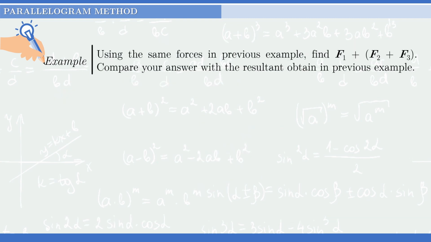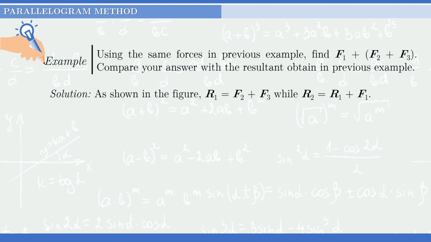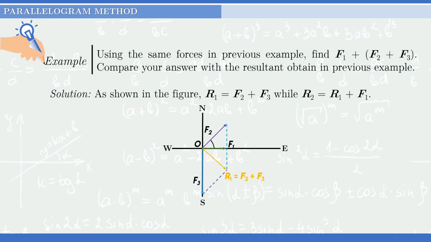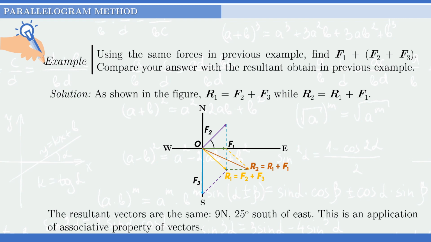For our last example, using the same forces in the previous example, find F1 plus the sum of F2 plus F3. Compare your answer with the resultant obtained in the previous example. As shown in the figure, R sub 1 is equal to F2 plus F3, while R sub 2 is equal to R sub 1 plus F1. The resultant vectors are the same, 9 Newton, 25 degrees south of east. This is an application of the associative property of vectors.